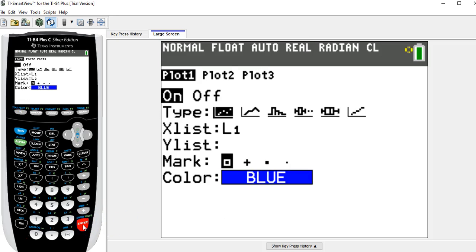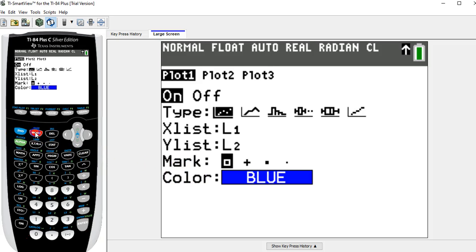So you want it on. There's a choice of types. I think you want the first type. These other types are other things like a box and whisker plot. We don't want to do those. The x list is L1, the y list is L2. These are the little marks. We're going to get little squares out of this. The color doesn't matter now. So that's the way you want it set up. Make sure yours is set up that way.